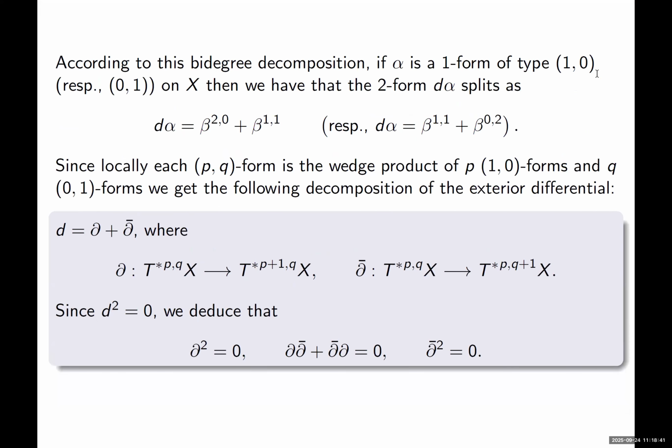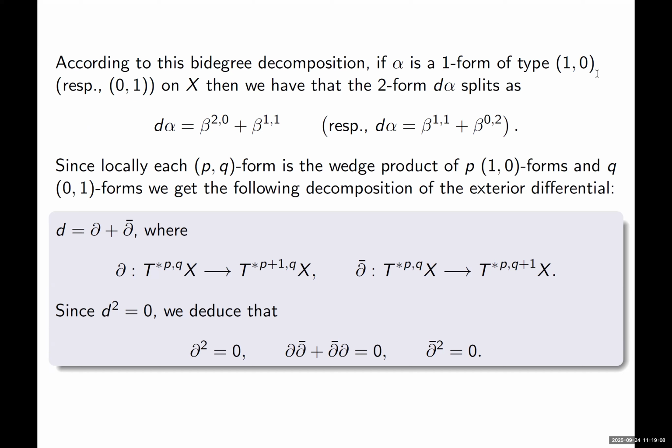What happens is that since we are starting with a complex manifold, if we take a form of type (1,0) and compute its differential, then this differential splits into two parts, the part of type (2,0) and the part of type (1,1). We have a dual picture for what happens in type (0,1).